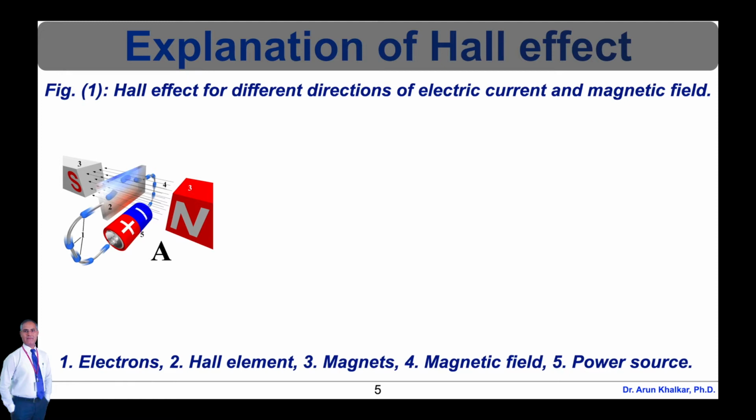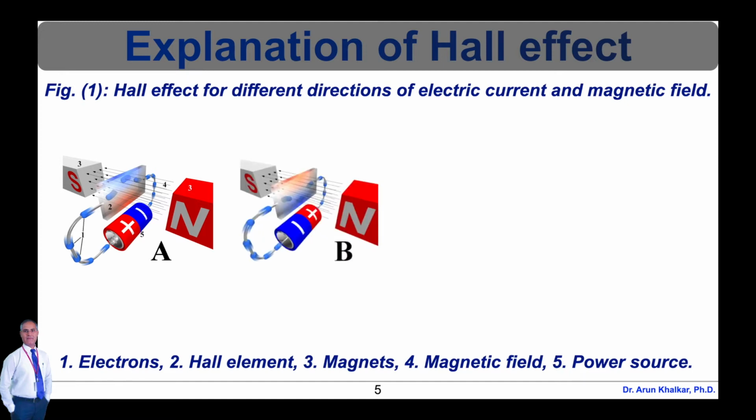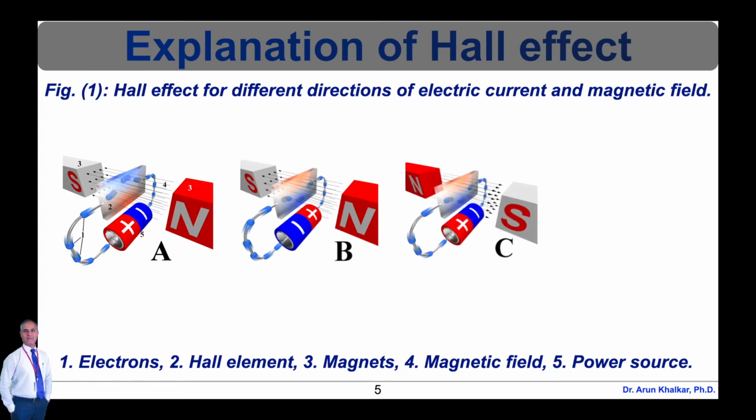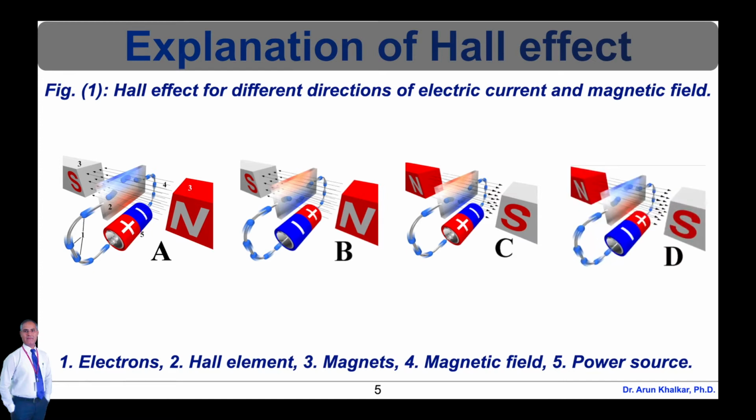In drawing A, the Hall element takes on a negative charge at the top edge, which is shown in blue color, and the positive at the lower edge, which is shown in red color. In figures B and C, either the electric current or the magnetic field is reversed, causing the polarization to reverse. Reversing both current and magnetic field, as in figure D, causes the Hall element to again assume a negative charge at the upper edge.